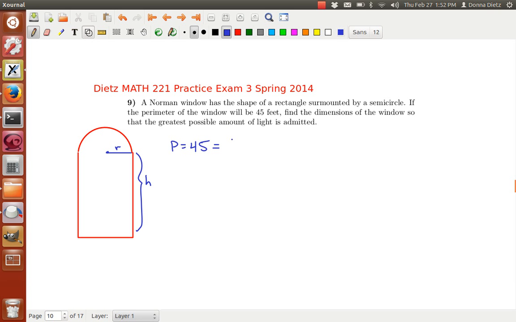So the semicircle: a whole circle would be circumference 2 pi r, so it's just pi r for the top piece. This is the pi r piece, and then the rest of it you have 2h, so you have the two sides, those two sides, and then you have just 2r for the bottom. Okay? There you go. Now what? We need to solve for h.